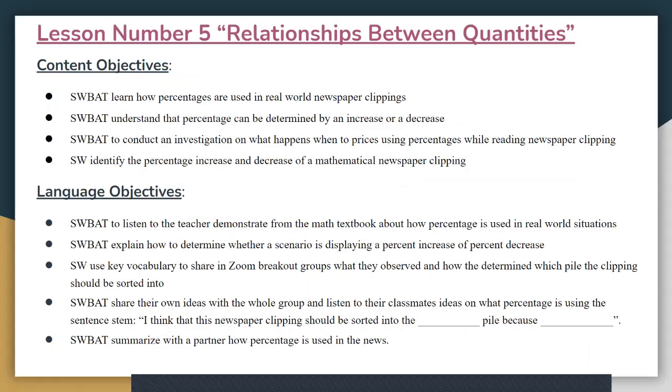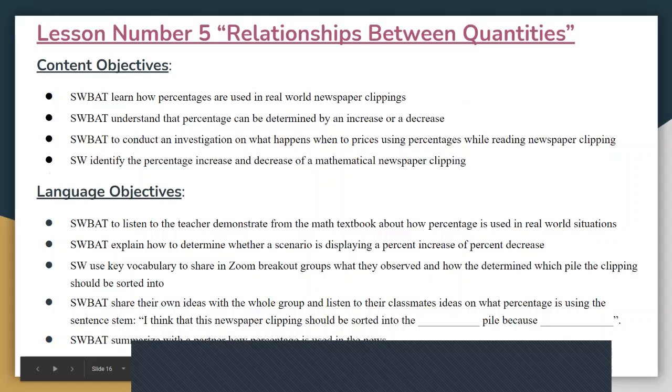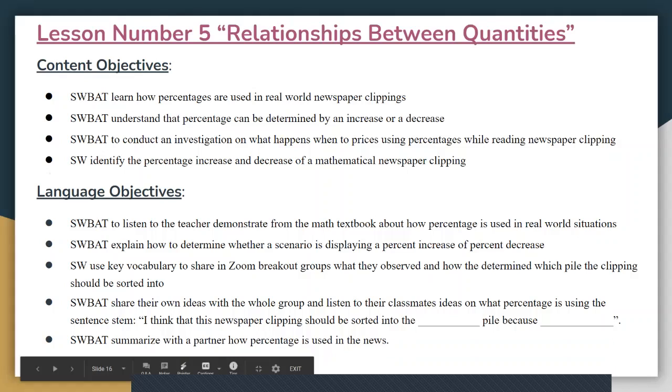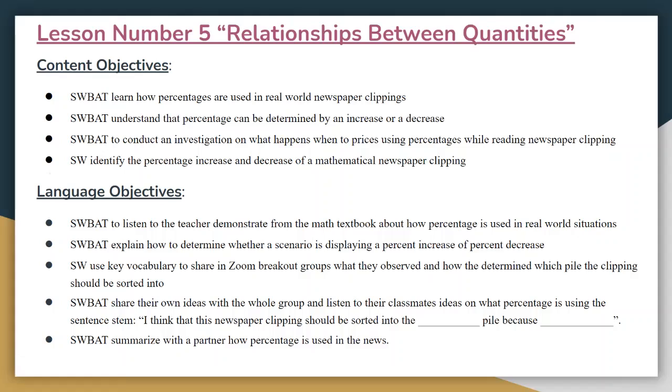Finally, lesson 5, titled Relationships Between Quantities. The content objectives are: students will be able to learn how percentages are used in real-world newspaper clippings. Students will be able to understand that percentage can be determined by a percent increase or decrease. Students will be able to conduct an investigation on what happens to prices using percentages while using newspaper clippings. And finally, students will identify the percentage increase and decrease of a mathematical newspaper clipping.